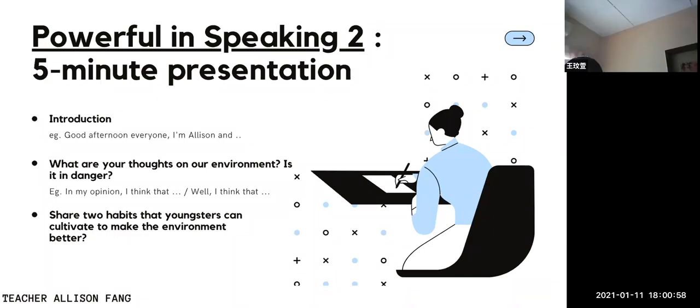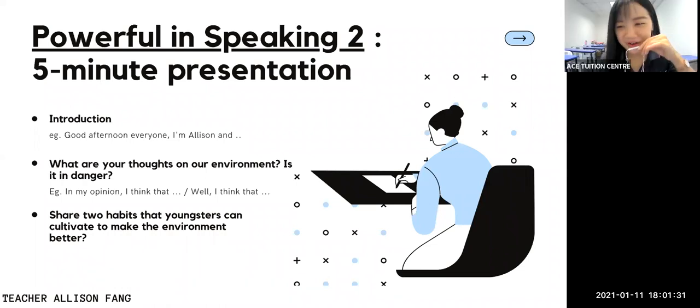Good evening, everyone. I'm Wen Xuan, and today I'm going to talk about the environment. In my opinion, I think that our environment is in danger because there is a lot of mess that we have made through irresponsibility, such as throwing rubbish into the river or toxic chemicals leaking into our water. I think that youngsters should throw rubbish into the trash instead of the river. Other than that, youngsters should have a communal work once a year to make our environment better. Thank you.